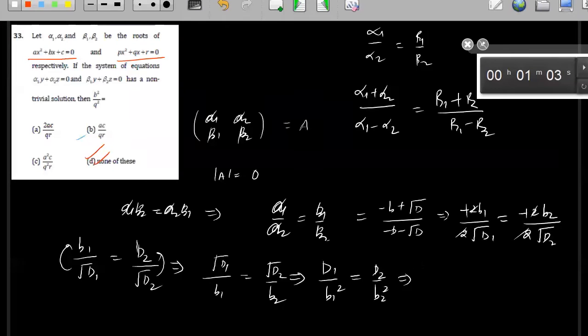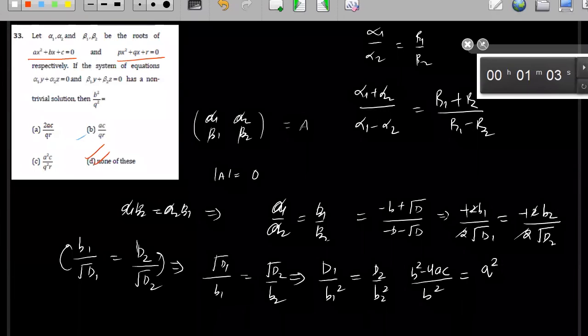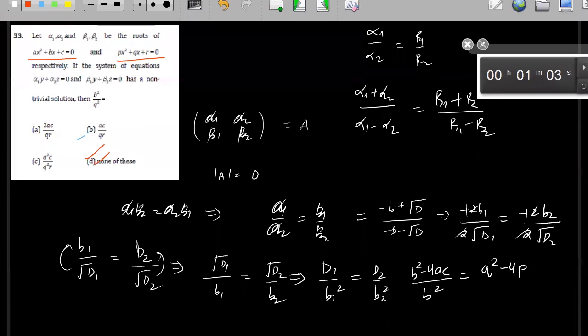So this d1 is what? b1 square minus 4a1 c1, or I will simply substitute the values. So this is b square minus 4ac upon b square is equal to q square minus 4pr by q square. This and this will get cancelled because b square by b square is 1, q square by q square is 1. So 1 and 1 will get cancelled. That is what I have done.